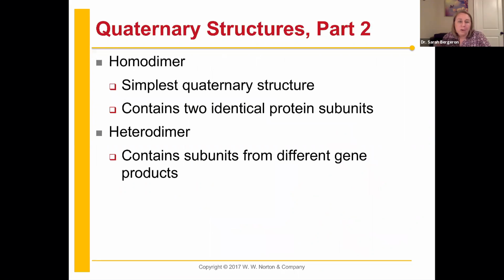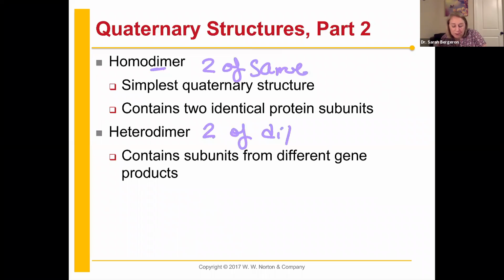So just like I said before, you can have homodimers, right? Homodimers is where we have multiple copies of the same peptide, but dimer meaning two, so we have two of the same, right? But you can also have a heterodimer, which is two that are different, right? Just remember, like homogeneous and heterogeneous, right? Hetero means different, homo means the same. So if it's a heterodimer, it really should say it contains two subunits from different gene products.